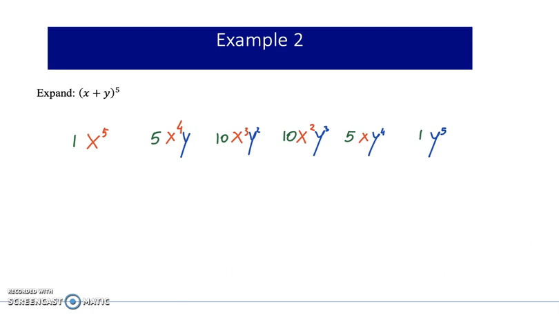Now, please notice that these are all terms of my expansion, so I will have to add them. So I will have x to the 5th plus 5x to the 4th y plus 10x to the 3rd y squared plus 10x squared y cubed plus 5xy to the 4th plus y to the 5th. And that is the full expansion of a binomial to the power of 5.